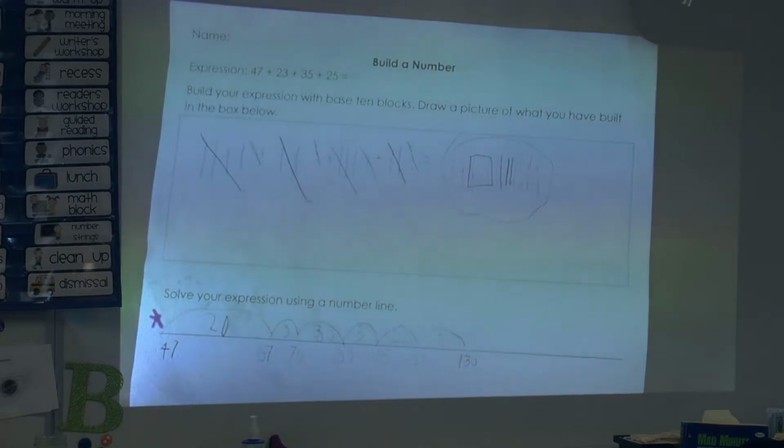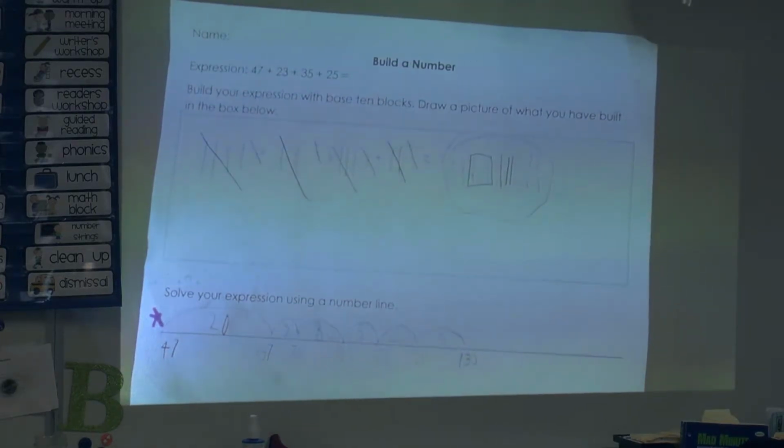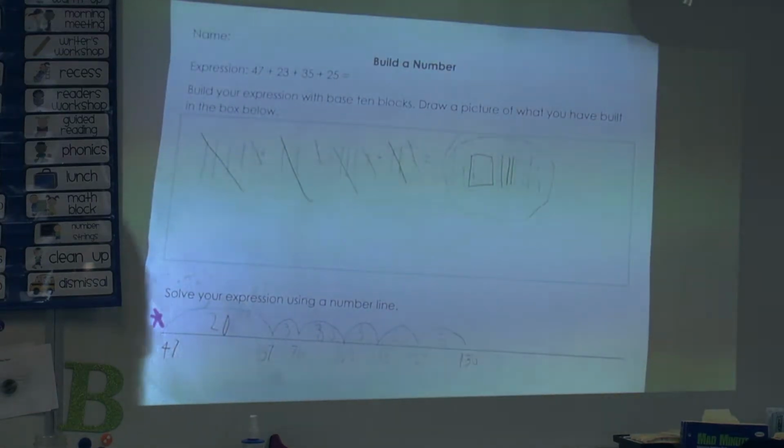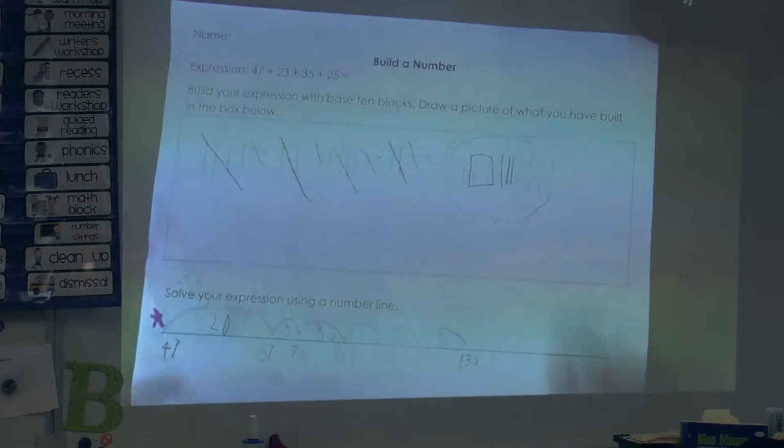Pretty awesome, Keegan. So Keegan was able to take different kinds of jumps. He took jumps of 20 and 30. Did he land on the same place? Yeah, because we're still moving the same number of spaces on the number line. Okay, we're going to quickly share a couple number string strategies.